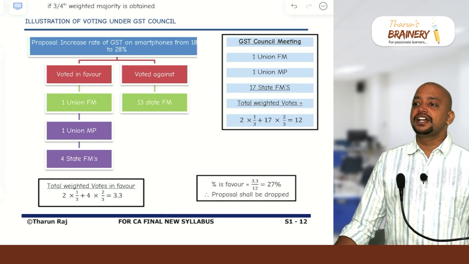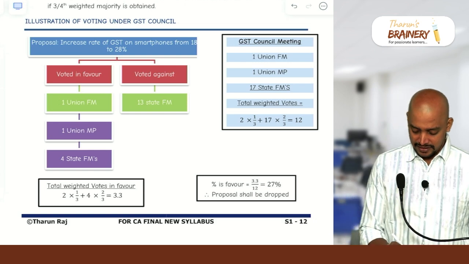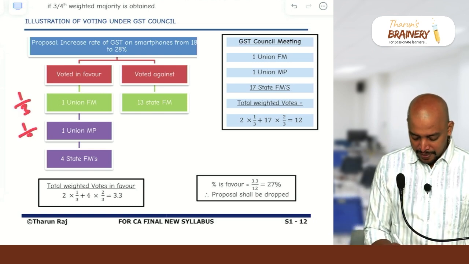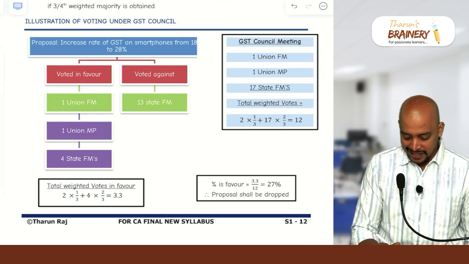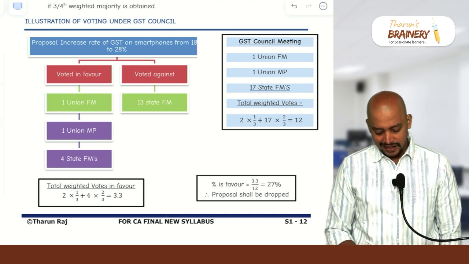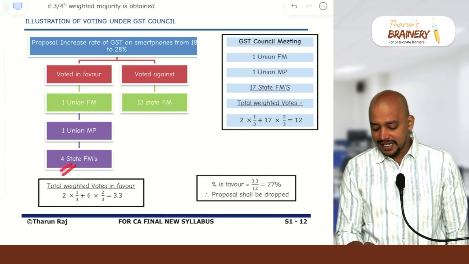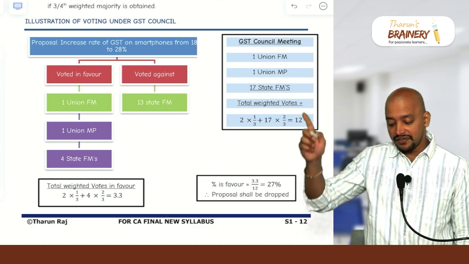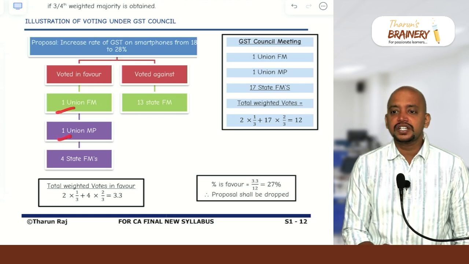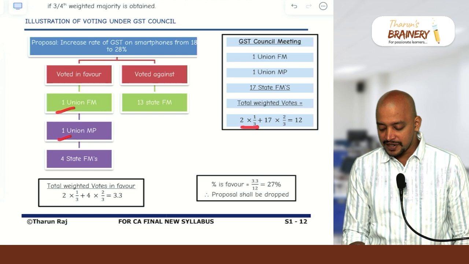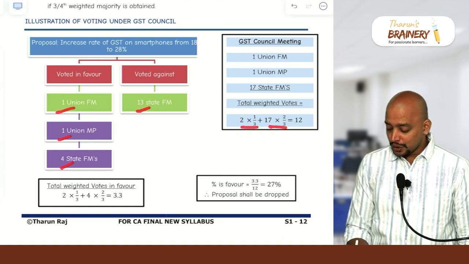And what are the total weighted votes? Central government vote will be 1/3. State government and union MP also 1/3, and the remaining will be 2/3. So 1 into 1 by 3 plus 1 into 1 by 3 plus 17. Correct? 17 only? How 17? 4 plus 13. I am talking about total weighted votes. These 1 plus 1, 2 votes will have 1/3 weight. So 2 into 1 by 3 plus 13 and 4, 17 into 2 by 3. So what are the total weighted votes?